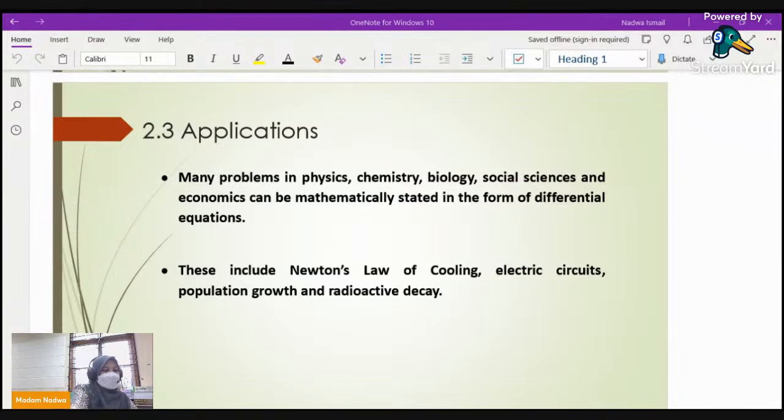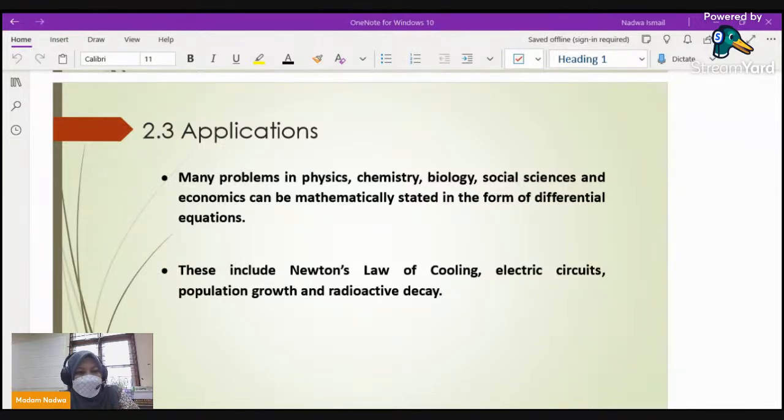So let's get started. Okay, so kita dah nak habis dah topik 2 ni. Dan minggu depan kita akan start topik 4. So minggu depan kita ada UPS 1, topik 1, 2 dan 3. So this is the last subtopic for topic 2.